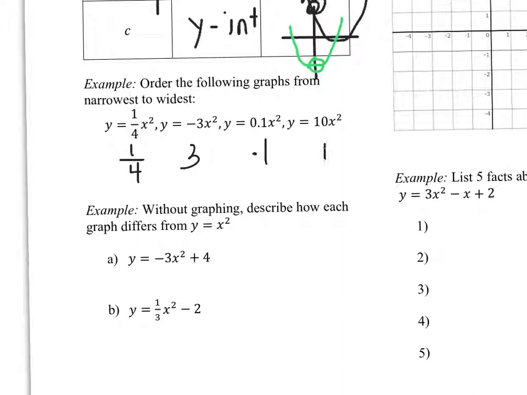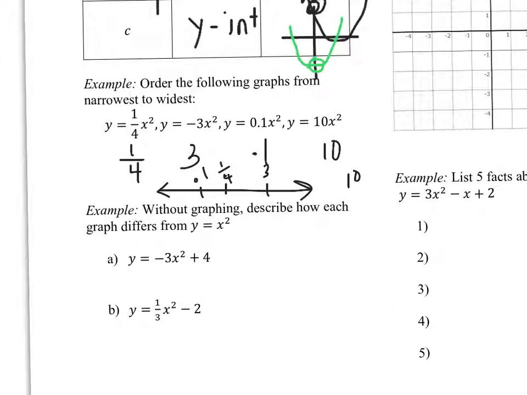3.1, and 10. If you think of it on a number line, I put 0.1, 1/4, 3, and 10 would be way over here. The ones that are over to the left are going to be wider. The ones over here are going to be narrower because the absolute value is greater than 1.